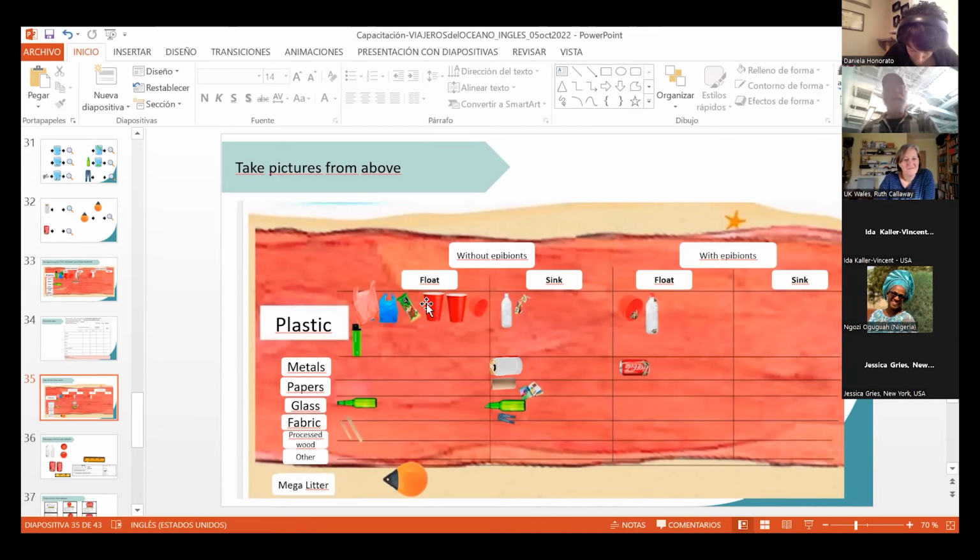And then, as we have said before, we take the detailed pictures of those items that do have epibionts and that did float here. I should have done this test as well. This can is closed, so there's also still the Coke inside, and it does float just like the beer bottle that we saw.